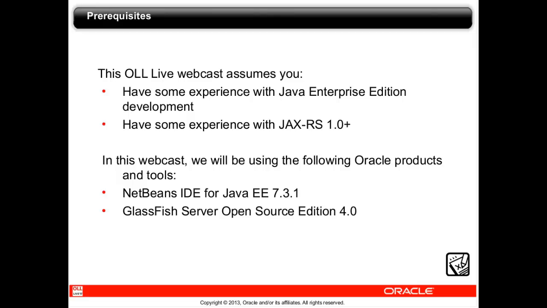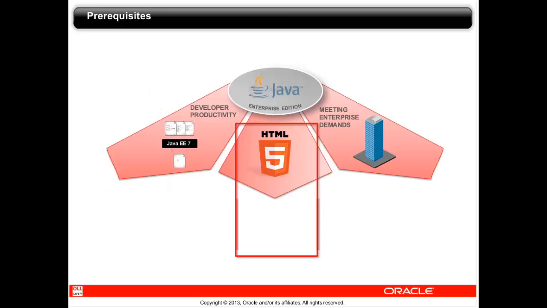Note that in order to follow this tutorial, you also need the following Oracle products. You need NetBeans 7.3.1 for Java EE 7, and the GlassFish Server Open Source Edition version 4, which is a Java EE 7 compliant server. These are available for download at netbeans.org and glassfish.org, respectively.